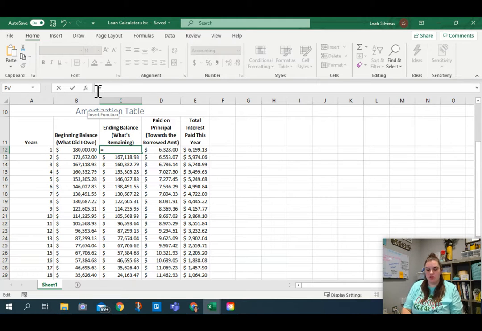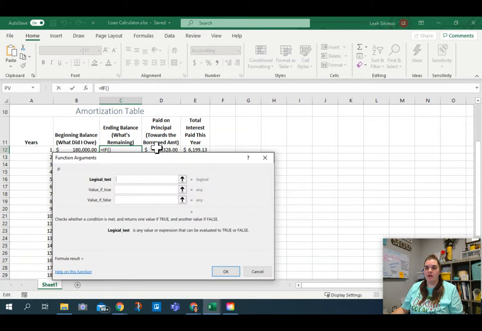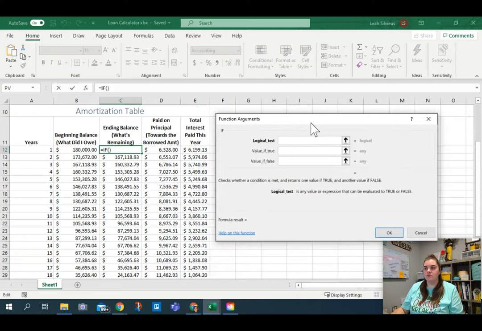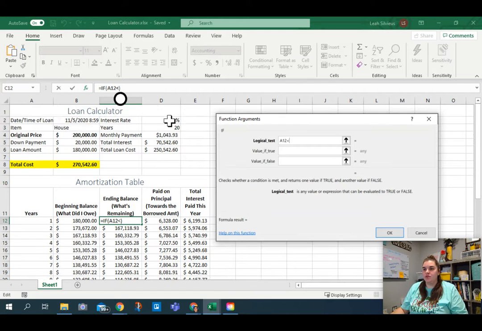And in this case, I'm going to do an if function. I'm going to have an if open parentheses, and I'm going to go ahead and open up my fx dialog box for my function arguments. All right, what are we trying to prove? We're trying to prove that if this number right here is less than my total number of years, what should it do? If I am still paying this off, my number of years has not been found yet, what should it do? It should calculate, right?